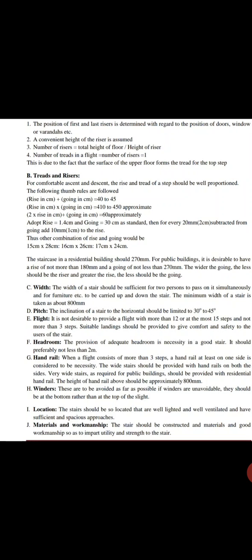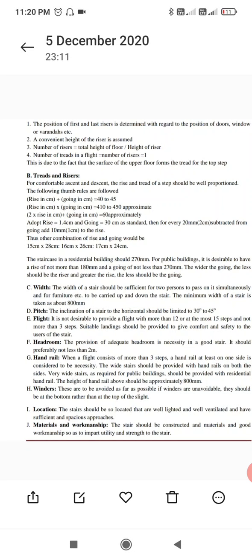Then for every 20 mm, that is 2 cm, subtracted from the going, add 10 mm or 1 cm to the rise. Thus, other combinations of rise and going would be 15 by 28 cm, 16 by 26 cm, 17 by 24 cm. The going for a staircase in a residential building should be 270 mm. For public buildings, it is desirable to have a rise of not more than 180 mm and a going of not less than 270 mm.